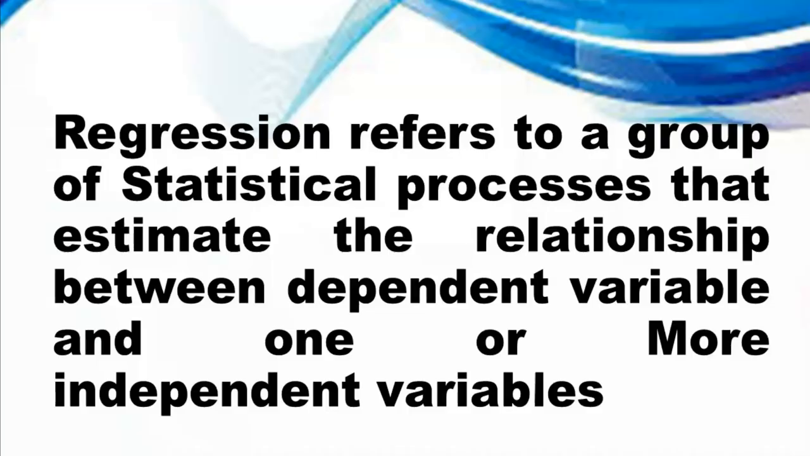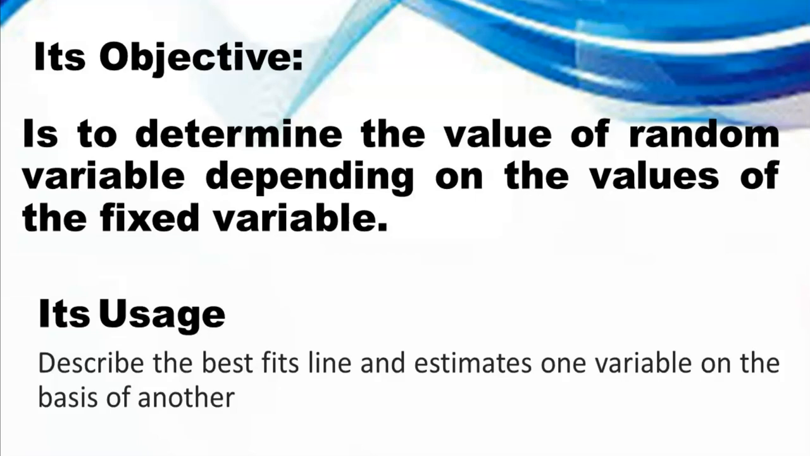Regression refers to a group of statistical processes that estimate the relationship between a dependent variable and one or more independent variables. Its objective is to determine the value of a random variable depending on the values of the fixed variable. Its usage describes the best fit line and estimates one variable on the basis of another variable.